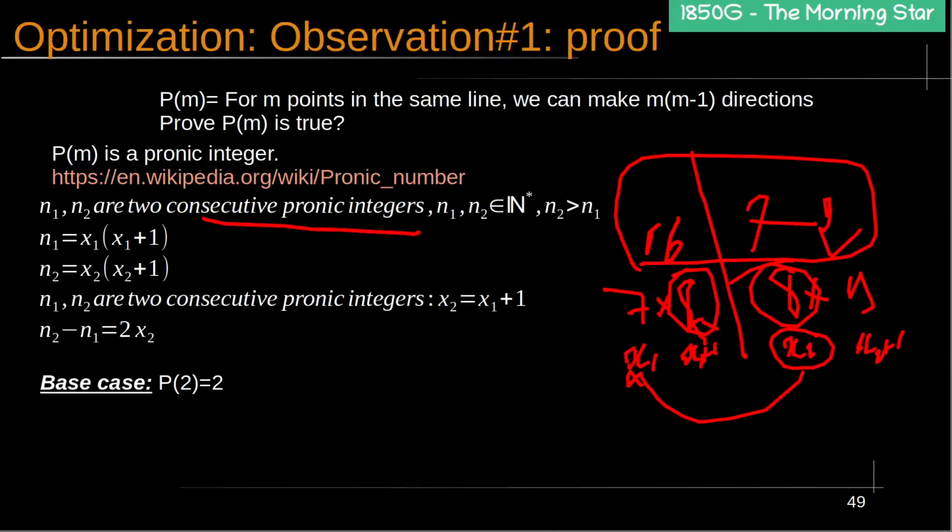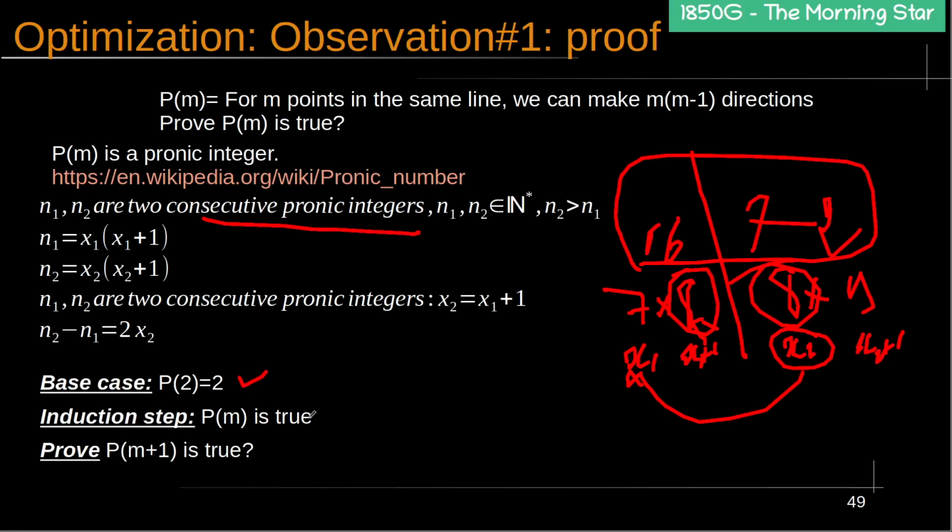So we can prove now by induction. The base case, where we have two points in the same line, we have two directions. This is true. Induction step, we're going to assume that the sentence is true. So we have to prove that Pm plus 1 is true. And we have seen that Pm is a Pronic integer. So Pm and Pm plus 1 are two consecutive Pronic integers.